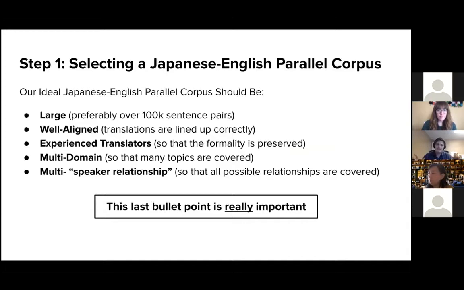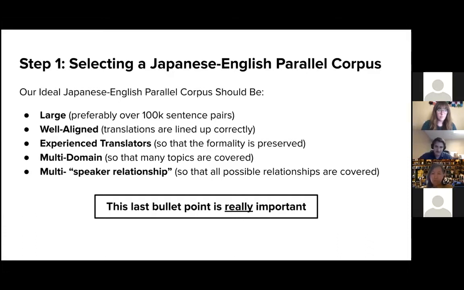So step one, we have to choose a parallel corpus. What would our ideal parallel corpus look like? Well, it should be large, preferably over 100,000 sentence pairs, and this is because the next largest formality dataset is 100,000 sentence pairs. So we want to be the largest, of course. We want it to be well aligned, which means the translations actually match each other. We want the translators that create the dataset to be experienced so that they preserve formality and they generally know what they're doing. We want the topic to be very varied, and we want there to be a lot of different domains of speech.